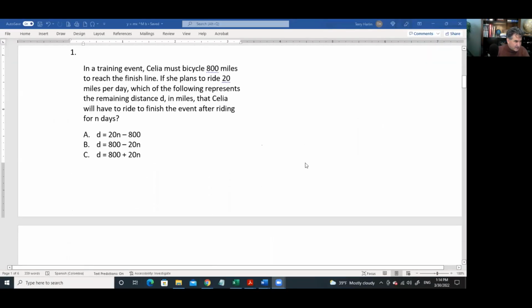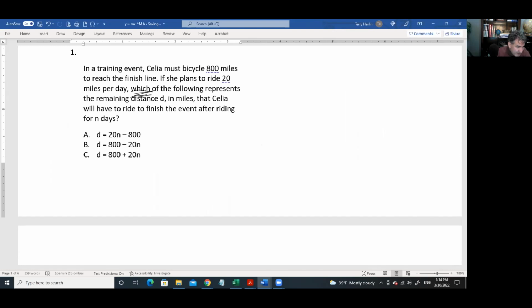So, all right, let's take a look at some examples here. Example number one, and this is a pretty easy one as far as the SAT goes. In a training event, so let's always start with looking at the question itself. And the question itself starts with the word which. Okay, that's a key thing for the SAT math. You want to start with the question. Which of the following represents the remaining distance, D?